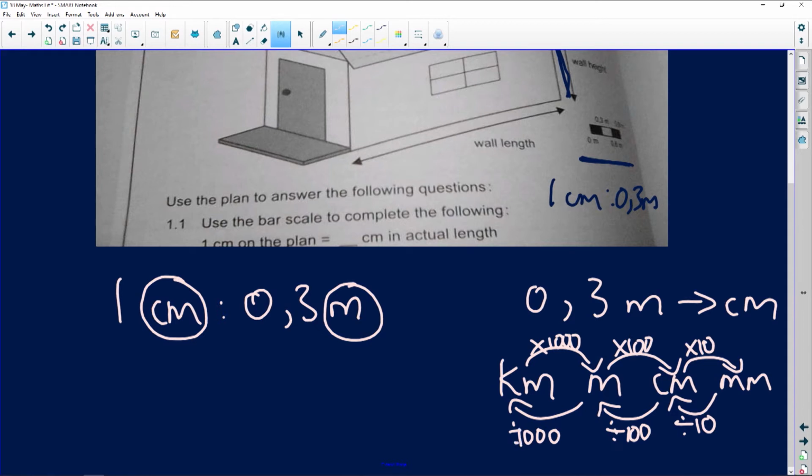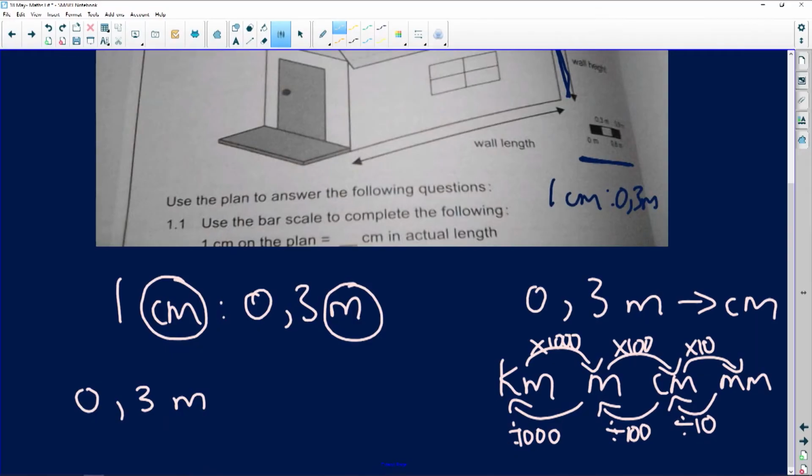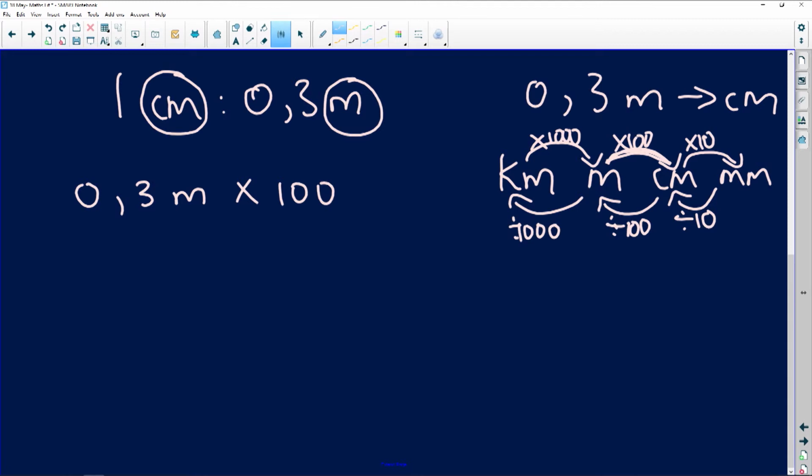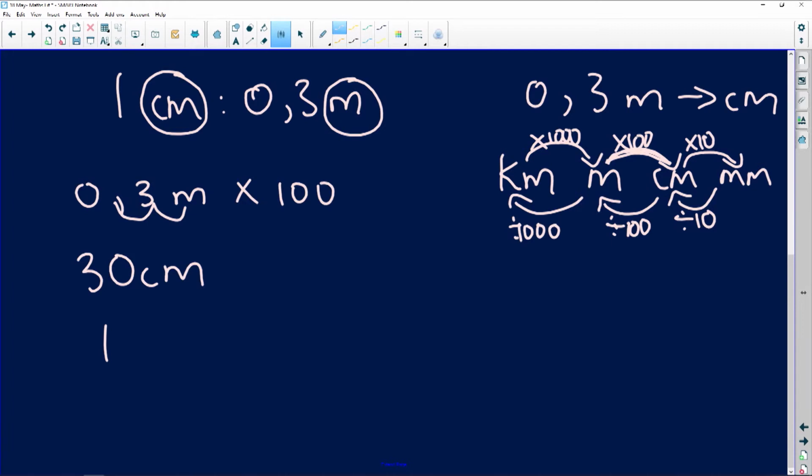So now if I'm converting 0.3 meters into centimeters, I'm having a little crash course on conversions there. I go back to my conversions and I see that from meters to centimeters, I need to multiply by 100. So I take my 0.3 and I multiply it by 100. If I'm multiplying it by 100, I'm going to be moving my decimal 2 times, 1, 2, which is going to give me 30 centimeters. So now I'm working with centimeters, and I've got centimeters throughout. Then I know it's going to be 1 centimeter is to 30 centimeters. 1 is to 30.